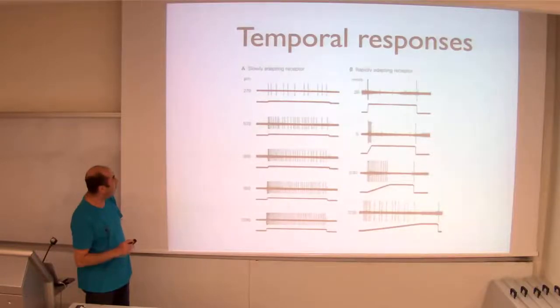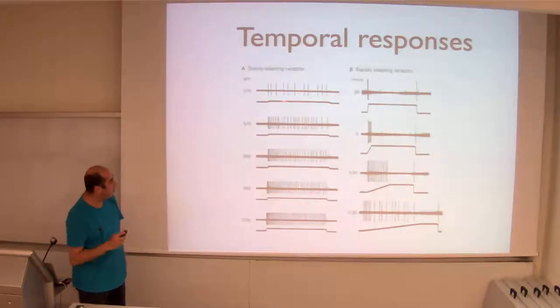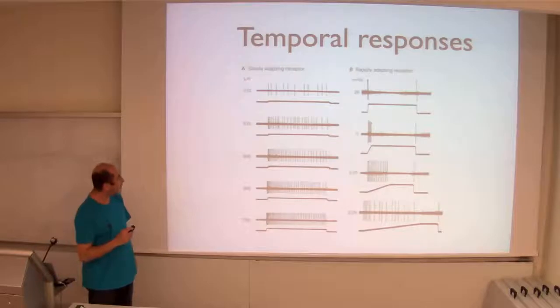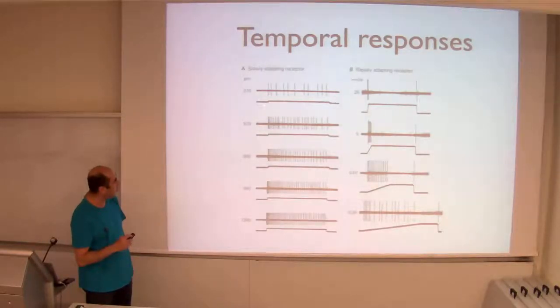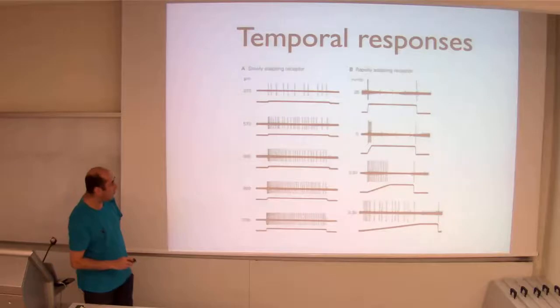We said that there are different types of receptors. Some of them are slowly adaptive, which means that if you give them a stimulation which lasts for a long time, they will continue to spike during the stimulus, and they might change the frequency with time. They also increase the frequency with the intensity of the stimulus. So the stronger the stimulus is, the faster the firing rate.